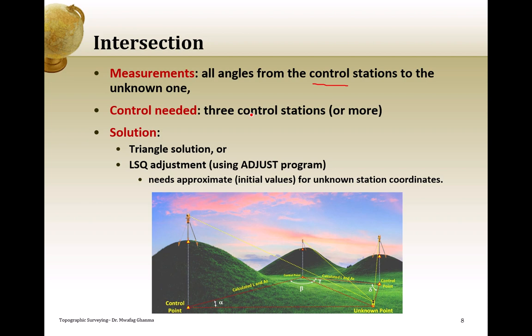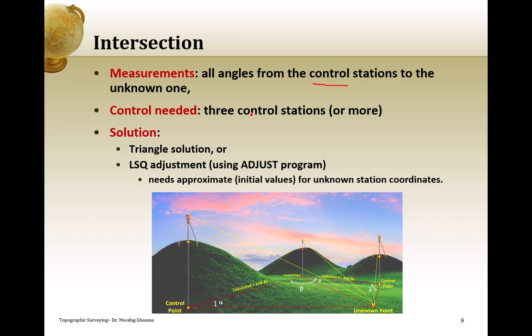We can add the distance measurements. We can add azimuth measurements, but these are not a must. But this is to enhance. So just measuring the angles from the control stations to the unknown station, this is basically enough for solving the intersection problem. But the more we do measurements, redundant measurements, the stronger the solution will be.